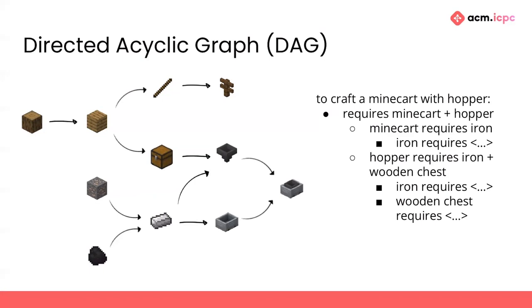And so the concept here is, for example, we want to craft this thing, which is a minecart with a hopper. And this requires a minecart and a hopper. And a minecart here requires iron and a hopper requires a chest and iron. And then the list goes on, like most of the other objects in this graph require some ingredient before it.